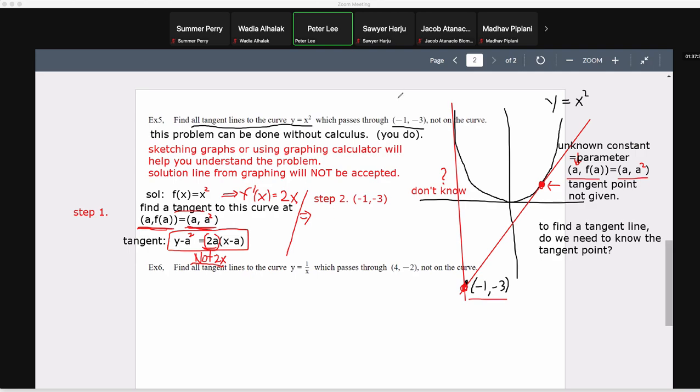So we get, y is now -3. Then minus a squared is equal to 2a times x minus a. What is x? x is -1. So -1 minus a, I guess. So this is what you get.